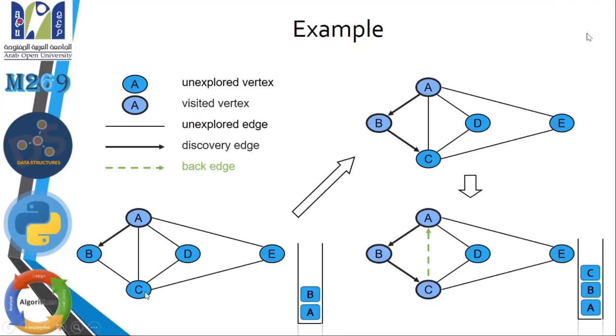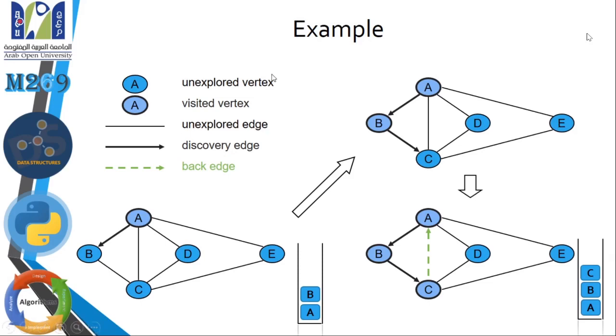Now from C, you have A, you have also B, you have D, you have E. Again, you have to select one. Now A is already visited, B already visited. So now, what is left? D and E. You can select any one of them, by the way.